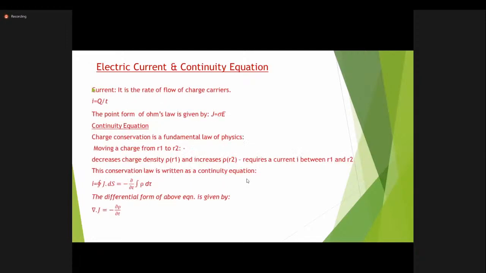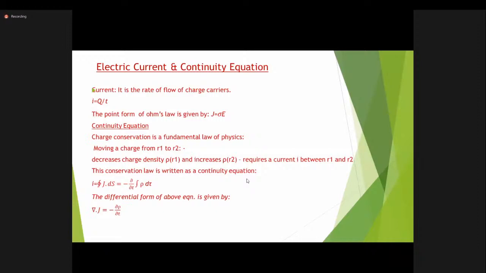Next, electric current and the continuity equation. Generally, this particular law is never asked in the JNT examination, but still it defines the rate of flow of charges. The rate of flow of charges is nothing but current. Current is given by Q by T, charge by time. And the point form of this continuity equation is given by Ohm's law, J equal to sigma E, where J is current density, sigma is conductivity, and E is electric field.